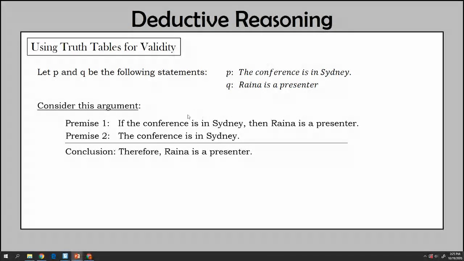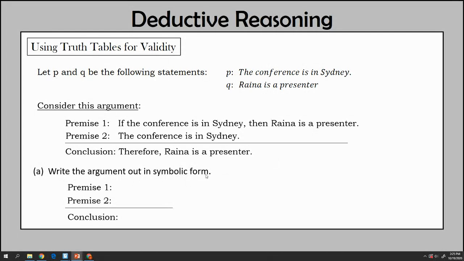Now, what we want to do is analyze this argument and prove that it's valid. So the first thing we're going to do is write it out in symbolic form. Premise one is an if-then statement: if the conference is in Sydney, then Raina is a presenter. So it would be if P, then Q. The second premise is the conference is in Sydney. That's just the P statement, so the second premise is P has occurred. The conclusion is Raina is a presenter. That's just the Q statement. So we're concluding Q has occurred.